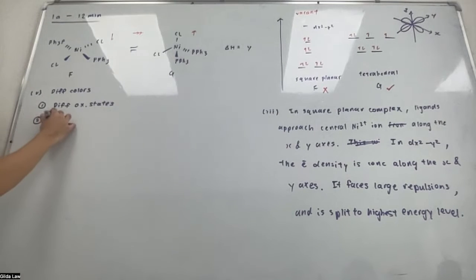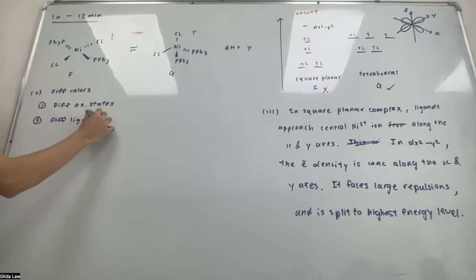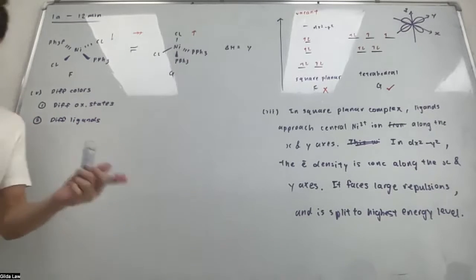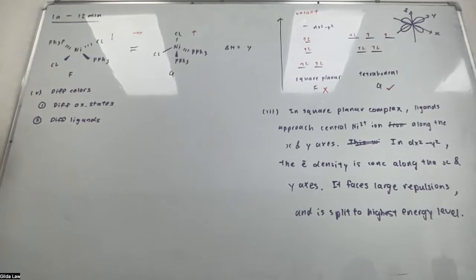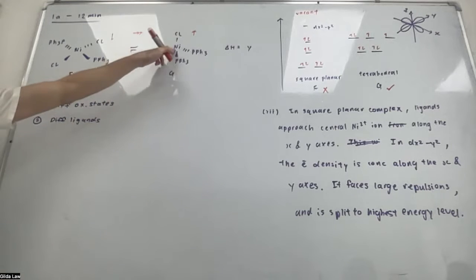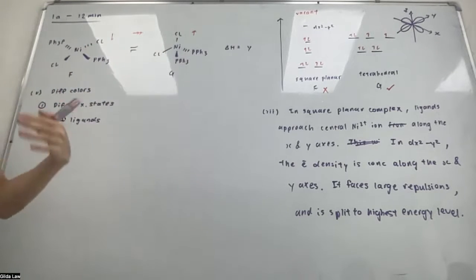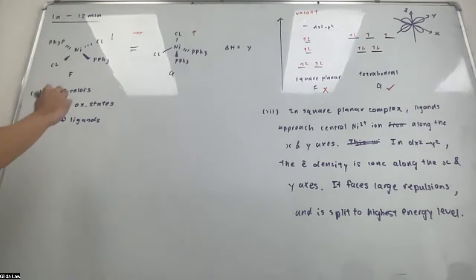The next thing is the different ligands. This one is very important because different types of ligands will approach and split differently. But the idea is, if you look at this question, can we use any of these factors? No, because the fundamental idea in this question is that they have the same oxidation state, same number of d electrons, and same types of ligands. It's actually the shape that's different.